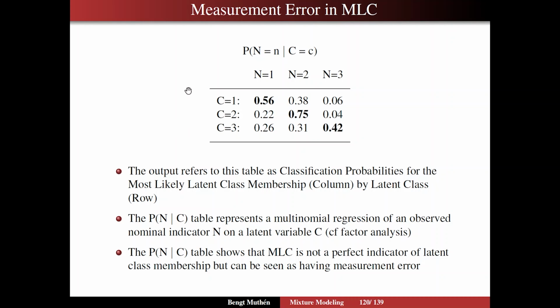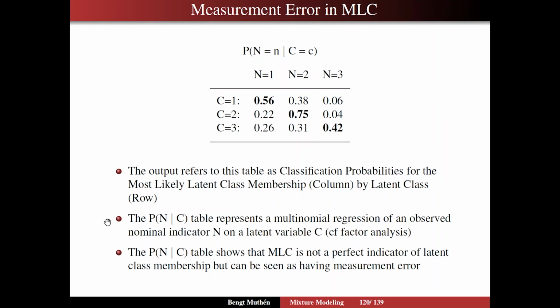So this is probability of n given c. Why are we interested in that? Well, first of all, the output in Mplus refers to this table as classification probabilities for the most likely latent class membership column by latent class row. Why are we interested in that?